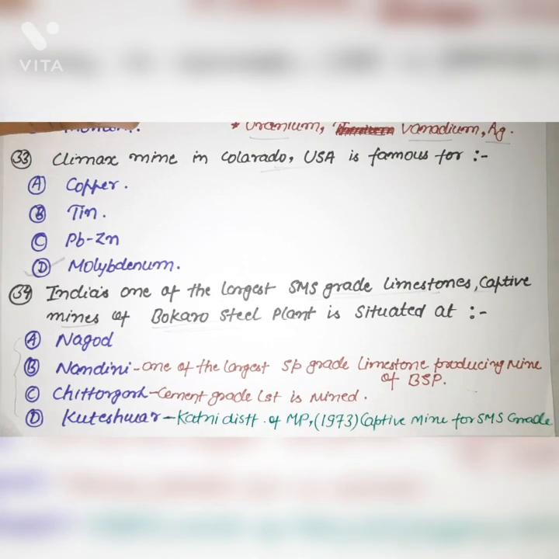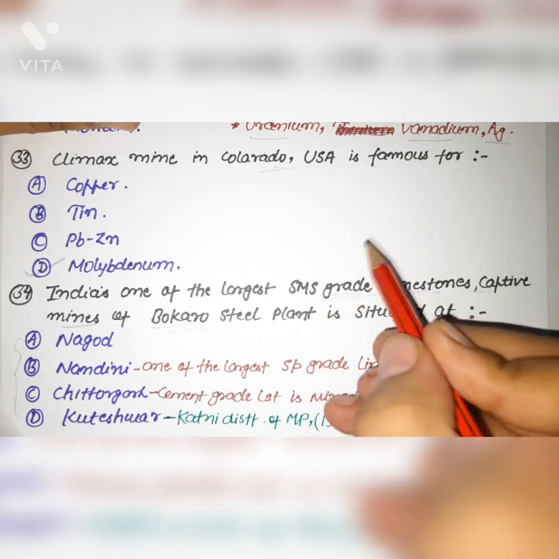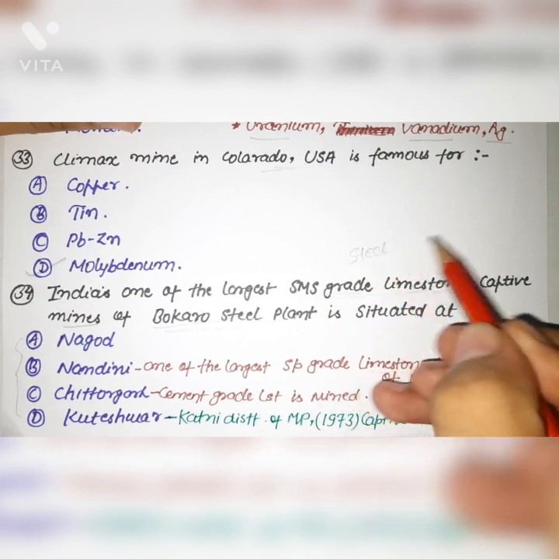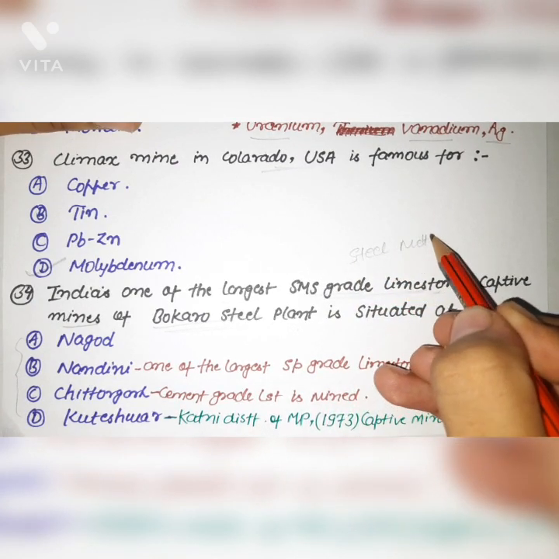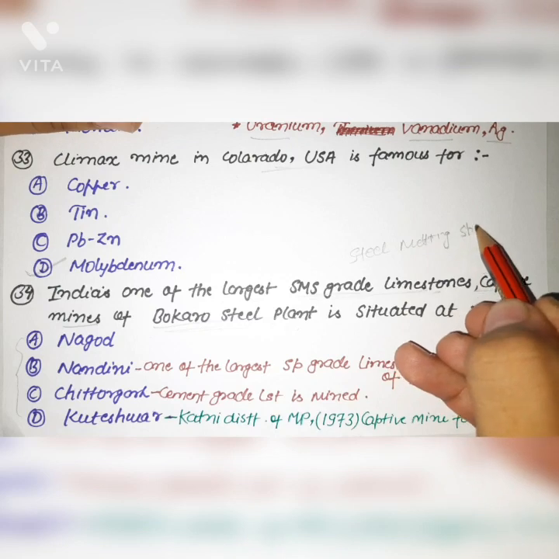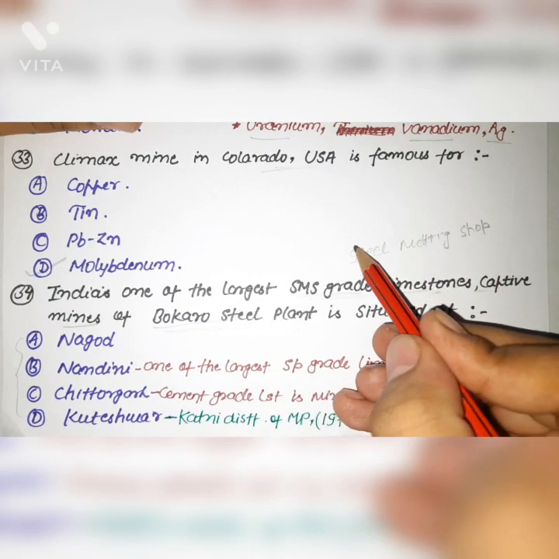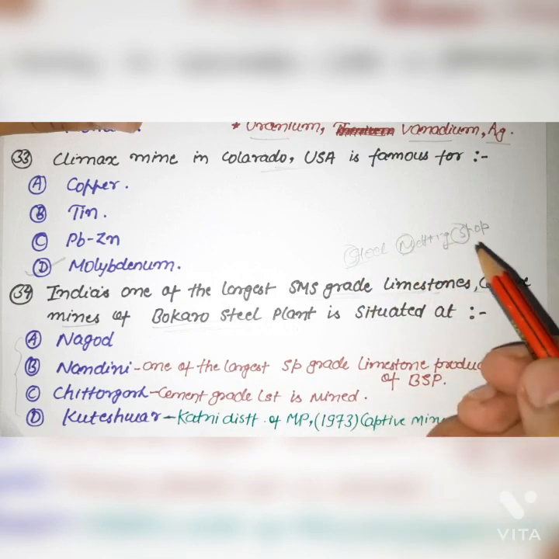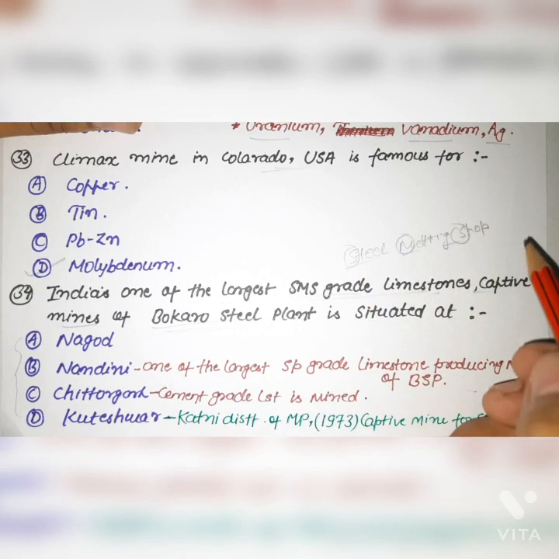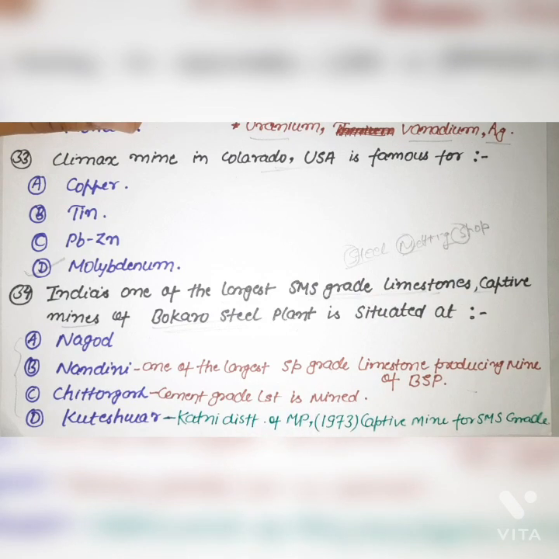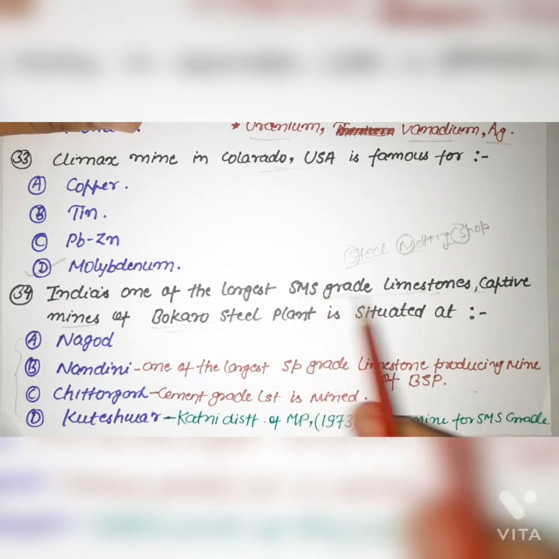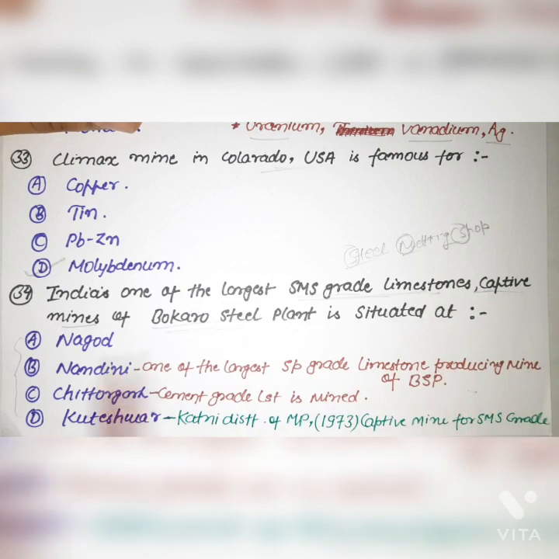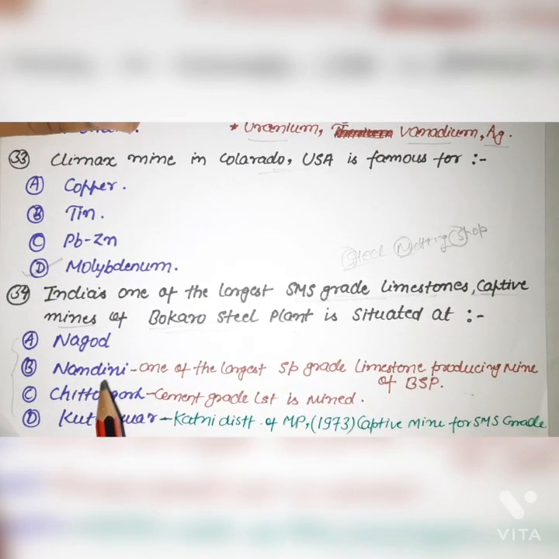The limestone which is used in a steel melting shop, SMS, is known as SMS grade limestone. Okay, so now two things are clear: what is SMS grade limestone, and what are captive mines. Now let's check the options.